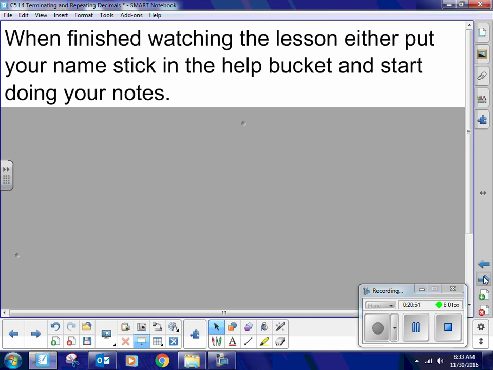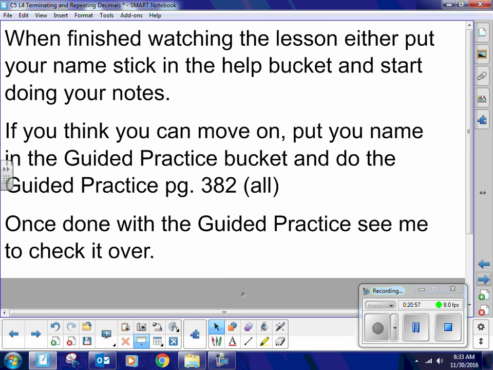When finished watching the lesson, either put your name stick in the help bucket and start doing your notes, or if you think you can move on, put your name in the guided practice bucket and do the guided practice. Page 382 all. Once done with the guided practice, see me to check it over.